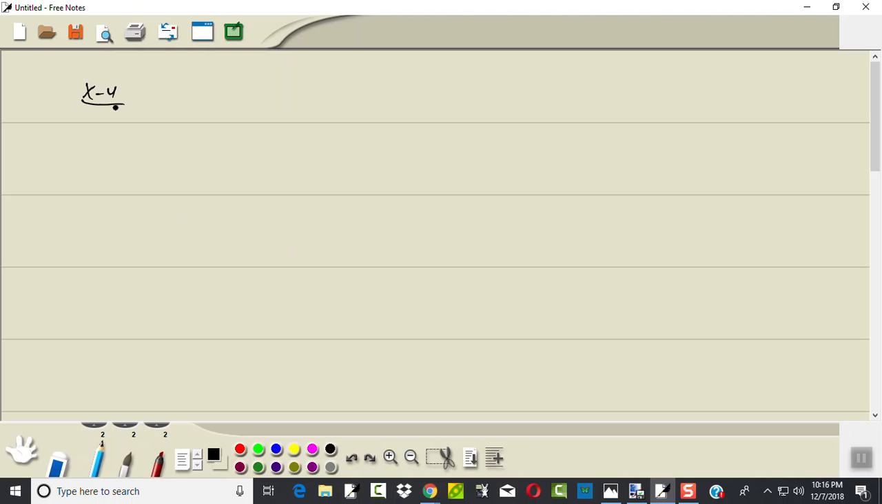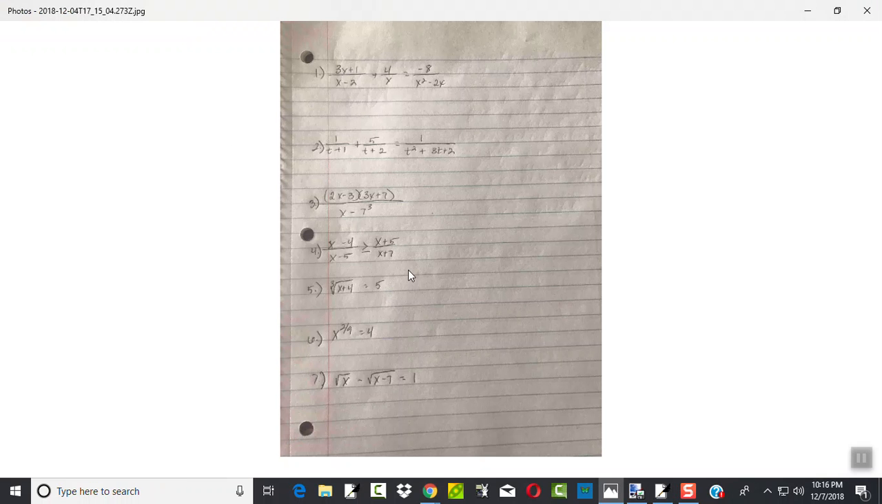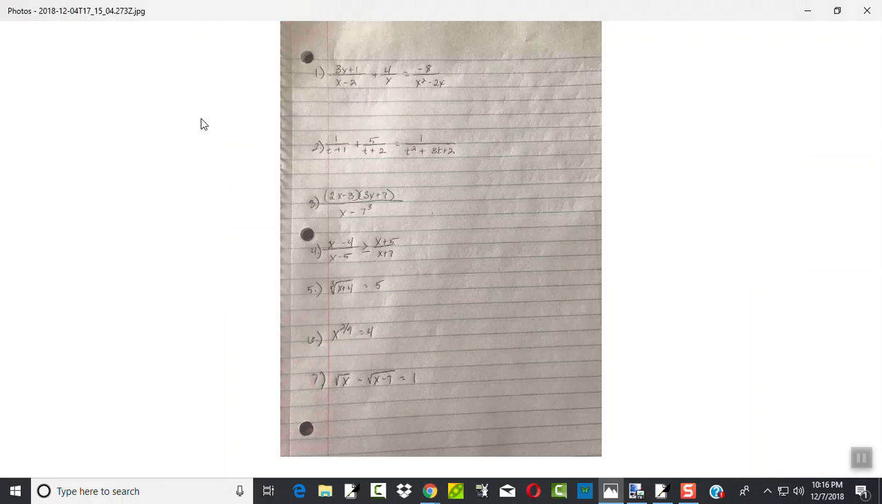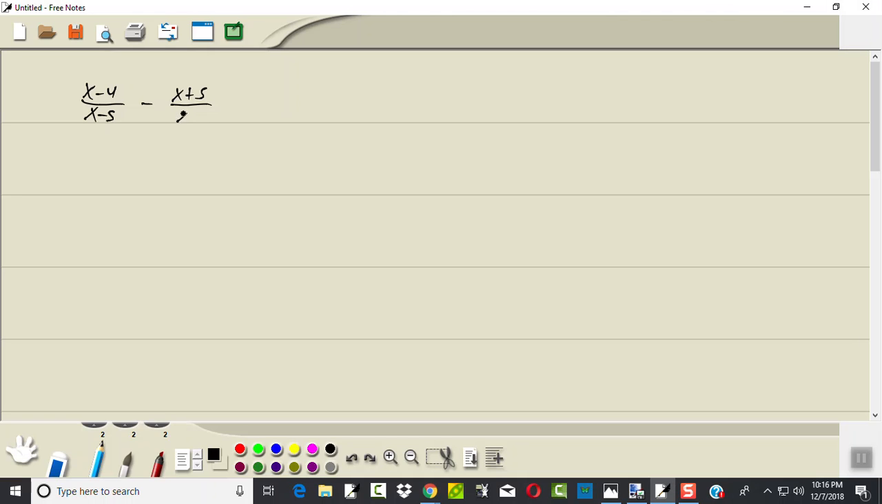So I got (x - 4)/(x - 5). And what I'm going to do is bring this fraction and move it to the left side. So we got minus (x + 5)/(x + 7) greater than or equal to 0. Now I need to get a common denominator. My common denominator would be (x - 5)(x + 7).